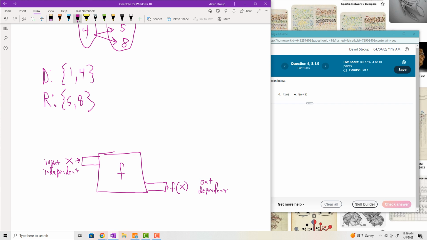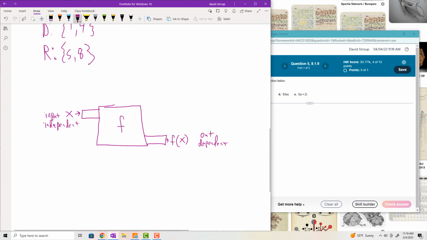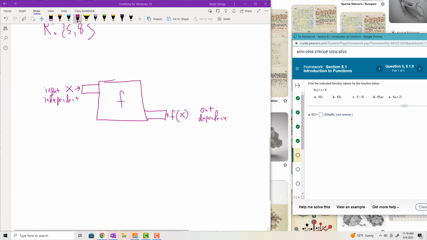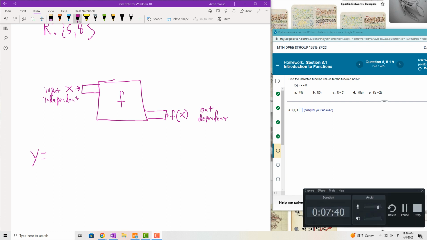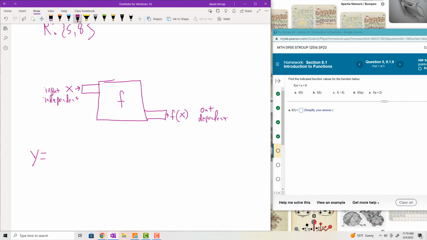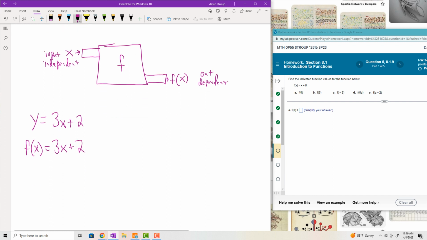So you can think of it as a machine. You're putting in these x values and you're getting out f of x values. It's really not any different than what you're kind of used to with the equations of lines. So for example, if you had y equals 3x plus 2, the only difference now is we're replacing the y with f of x. So f of x is 3x plus 2, and it's going to allow us to kind of record what x value we're working with.